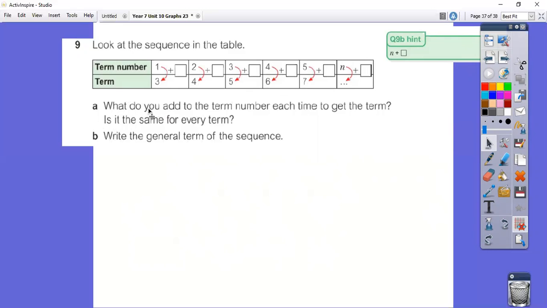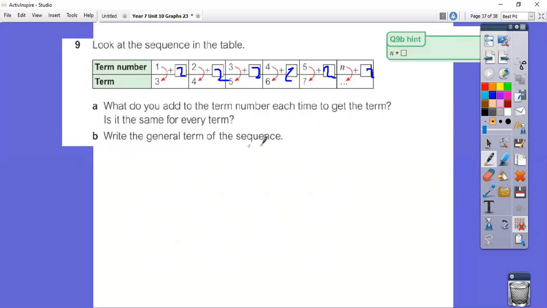So the first part is, what do you add to the term number each time to get the term? Is it the same for every term? So if I look at, okay, what do I add to 1 to make it 3? Well, the answer there is 2. 2 plus 2 gives me 4. 3 plus 2 gives me 5. 4 plus 2, 6. 5 plus 2, 7. n plus 2 will give me n plus 2.